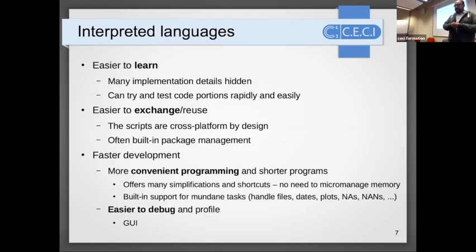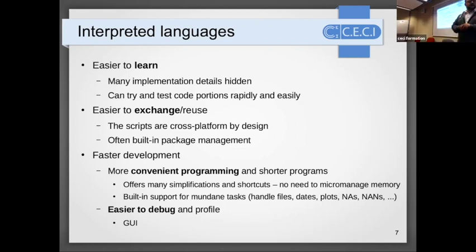So the interpreted languages typically are easier to learn because many implementation details are hidden. So in C or C++, when you read data from the disk, you need to allocate space in memory to store that data. In most interpreted languages, you don't have to deal with that. It's all done for you in a transparent manner.